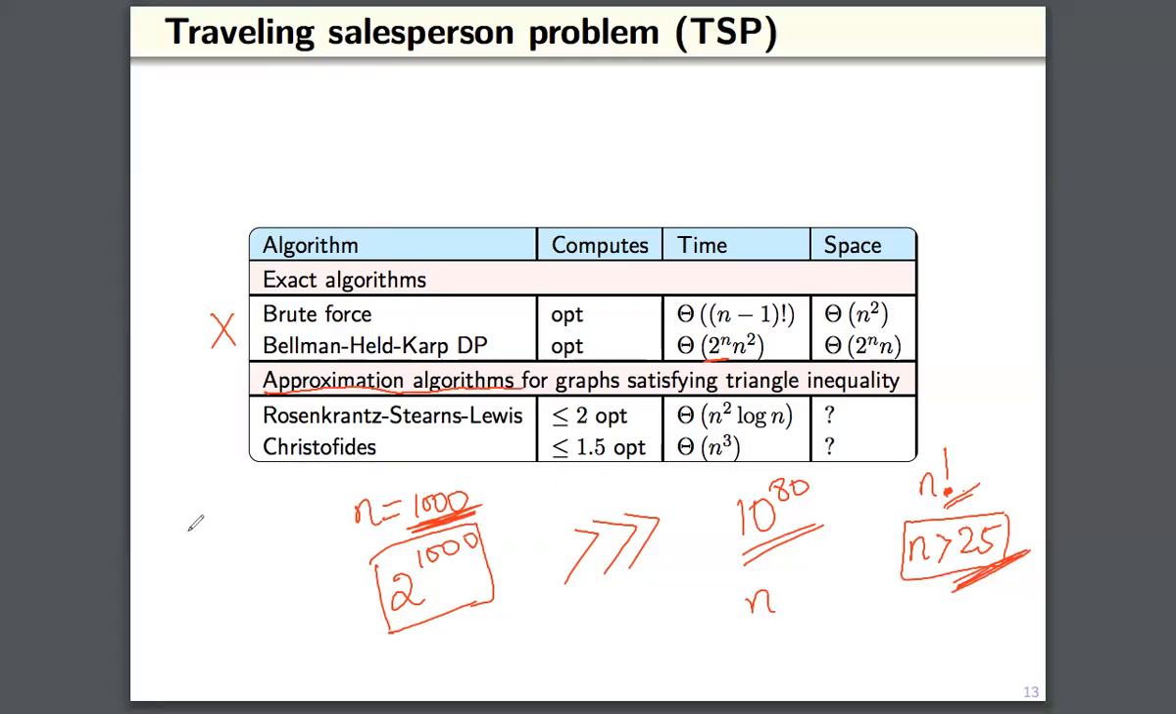See, TSP is an optimization problem. What is an optimization problem? You want to maximize something or minimize something. What are we trying to optimize here? The tour length. We want the minimum tour length, a tour of minimum cost. That is an optimization problem. For thousands of optimization problems, people have come up with approximation algorithms.